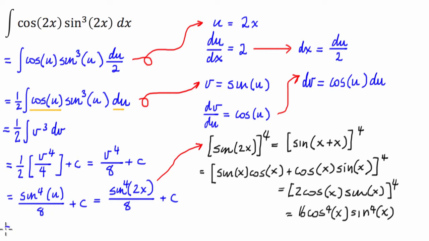And this will be equal to, well, the 16 over 8 will cancel out to be simply just 2. We're going to have 2 cos to the power of 4 of x sine to the power of 4 of x plus c. And this one here, guys, is our final solution.